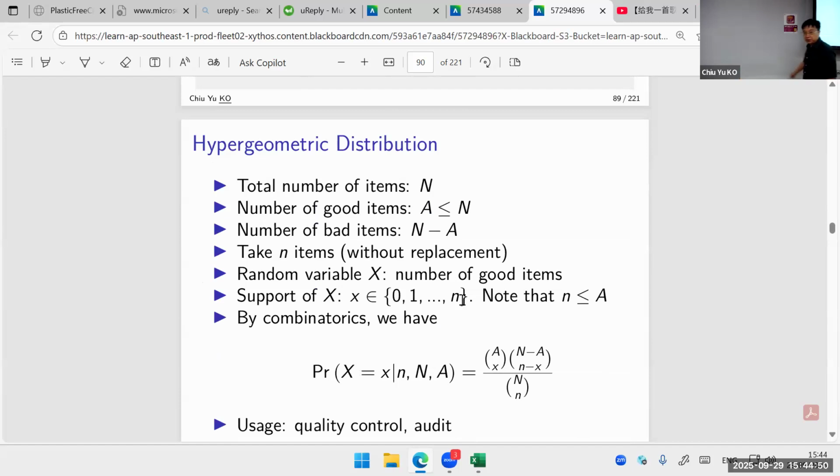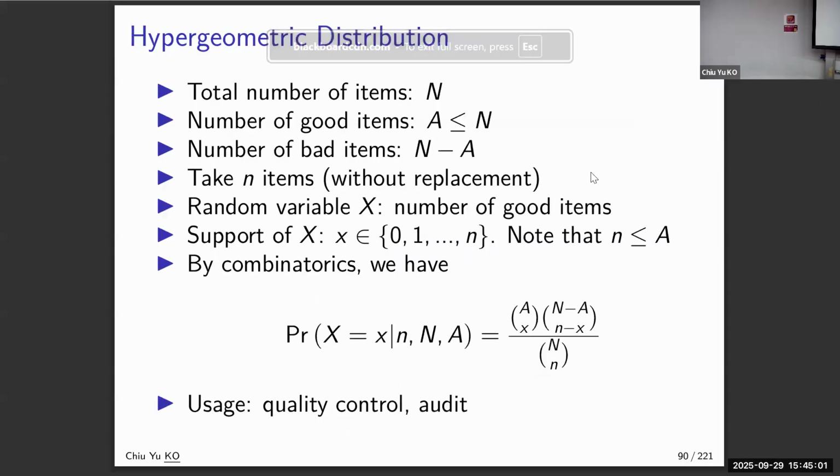Next one. This one you will see closely related to auditing, inventory control, quality check. It is closely related to the binomial, but it's a more realistic version of binomial, or a different type of binomial. You will easily check.